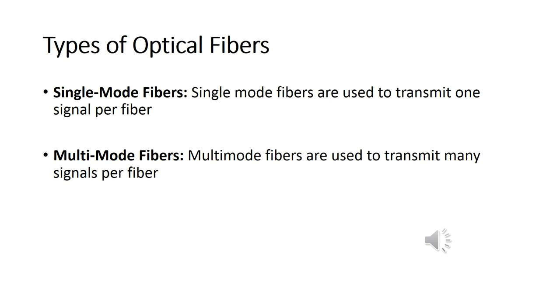And the second one is multi-mode fiber. Multi-mode fibers are used to transmit many signals per fiber. These fibers are used in computer and local area networks and have larger cores.